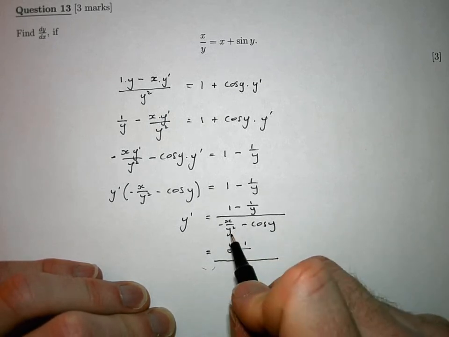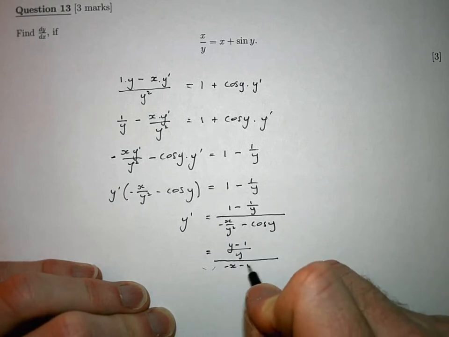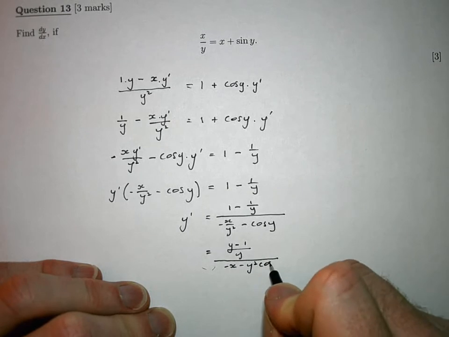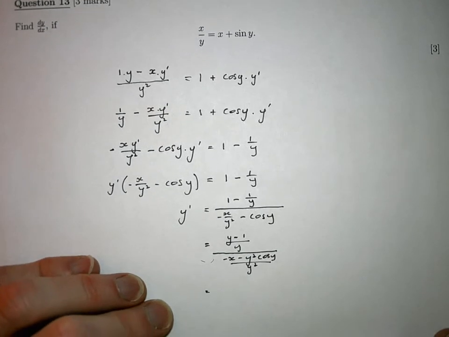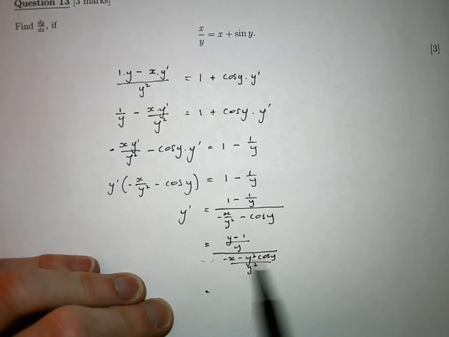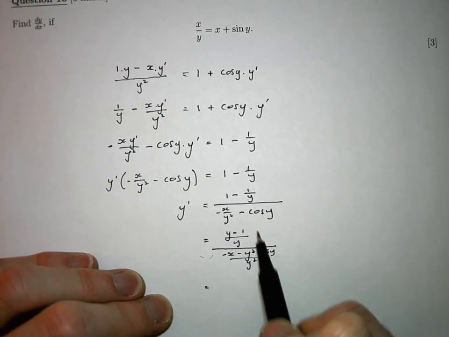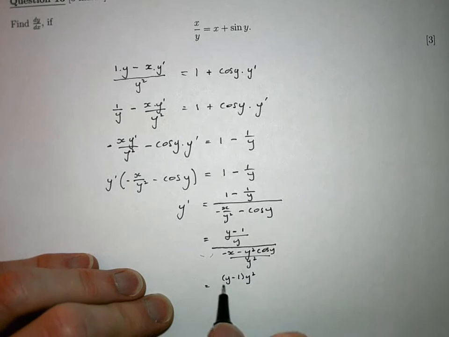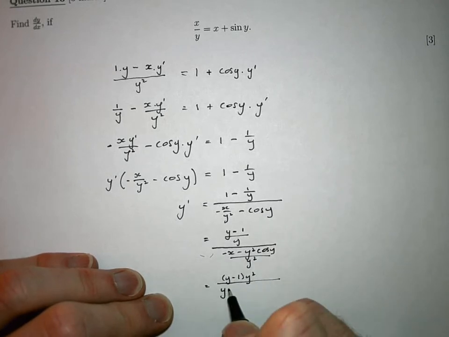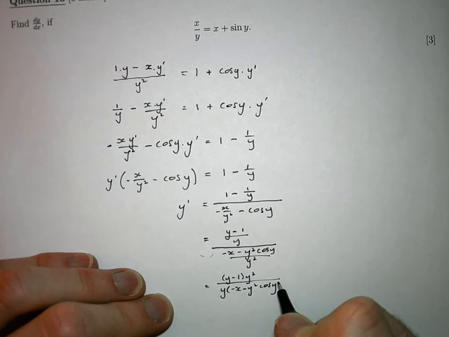So we write it over the lowest common denominator of y squared. So that's minus x minus, we need to introduce a y squared cos y, all over y squared. And if you do your fraction work carefully, you know that dividing by this fraction is the same as multiplying by its reciprocal. So this is going to go into the numerator. This becomes the denominator. So we get (y minus 1) y squared all over y times (minus x minus y squared cos y).